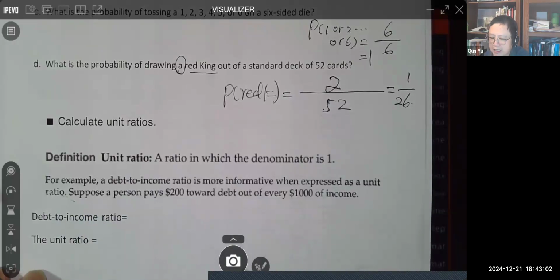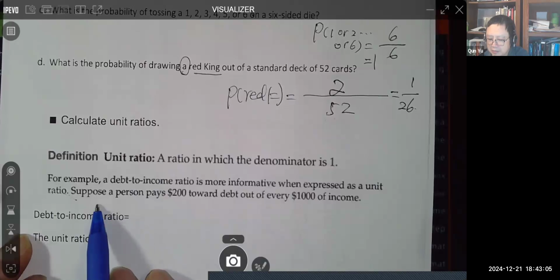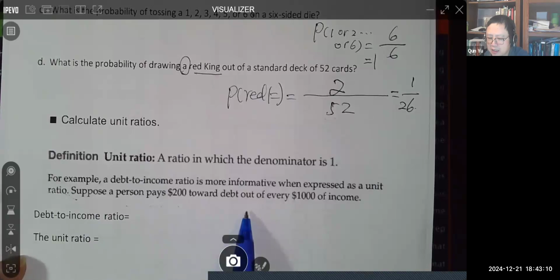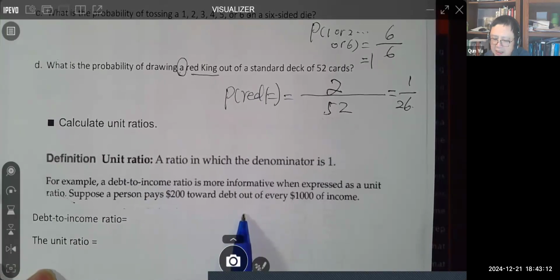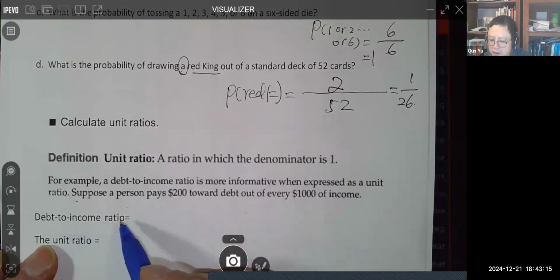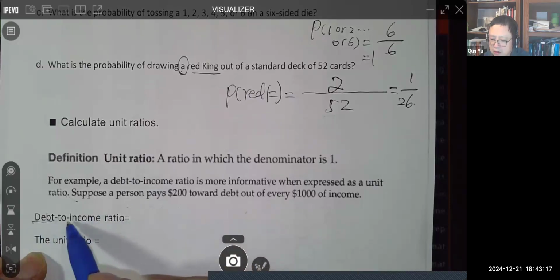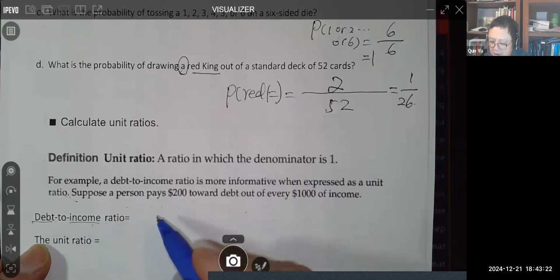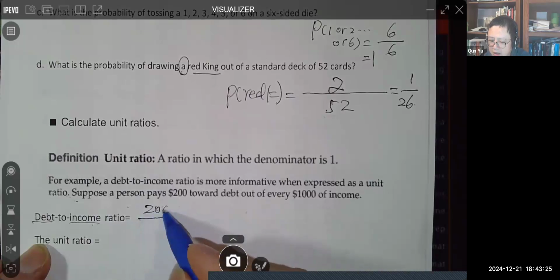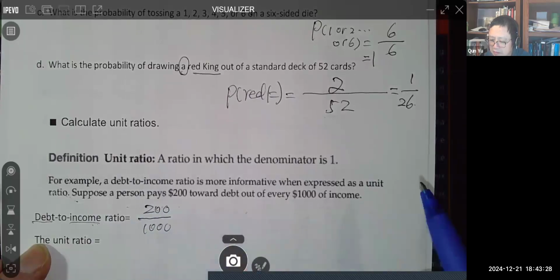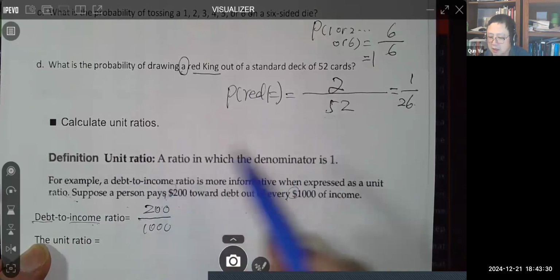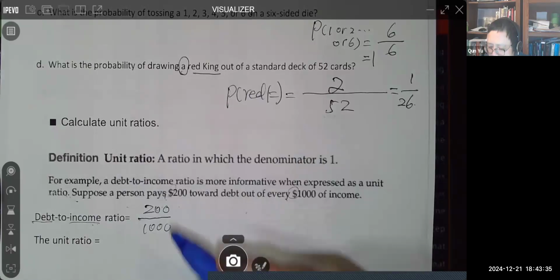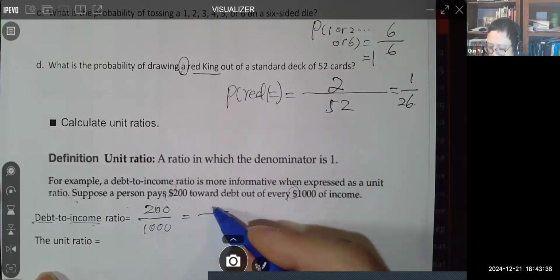Let's see why that is so. Suppose a person pays $200 towards debt out of every $1,000 of that person's income. Then we can write the debt to income ratio. So always pay attention to the order of these two words. Debt first, income second. So this person's debt is 200, income is 1,000. They have to have the same unit, by the way. So this is the ratio. Basically, if we want to simplify that, both can be divided by 200, which is 1/5.